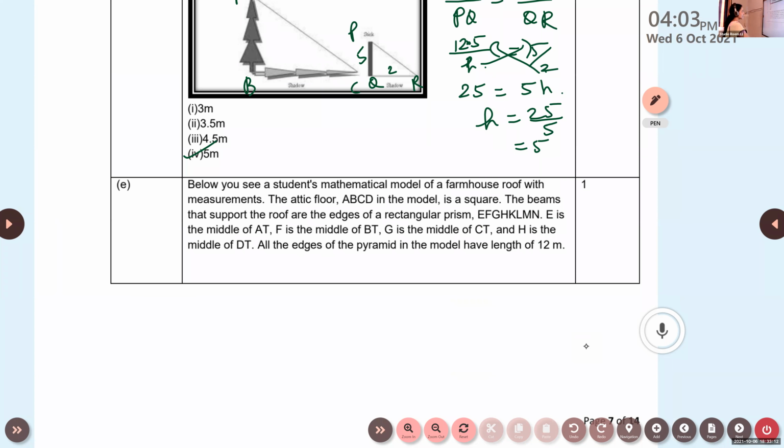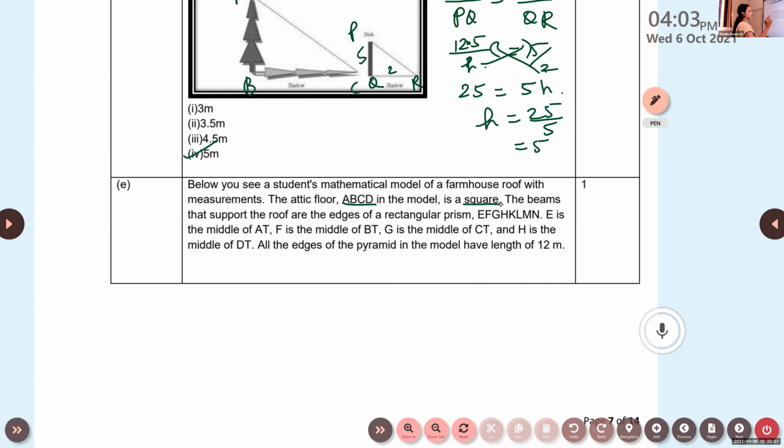The beams that support the roof are edges of a rectangular prism. The beams are rectangular prism. E is the middle of AT and F is the middle of BT. G is the middle of CT. H is the middle of DT. Write down this one, children. Otherwise, when I turn the page, you'll not be able to get this one. So note down all those things.